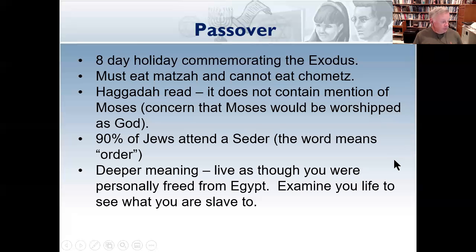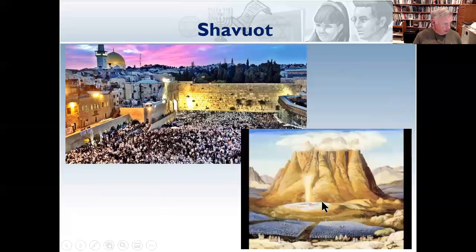Many Jews, I don't know if the 90% number is still accurate, attend a Seder. The Hebrew word Seder means order, because the things that happen during this ritual meal are in a very specific order. And the deeper meaning is live as though you were personally freed from Egypt. Examine your life to see what you are a slave to.